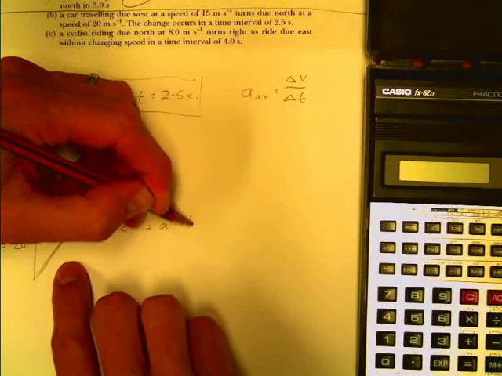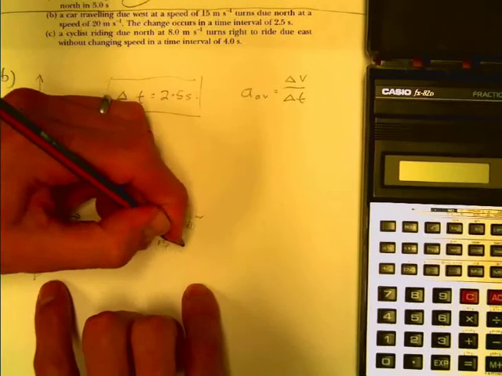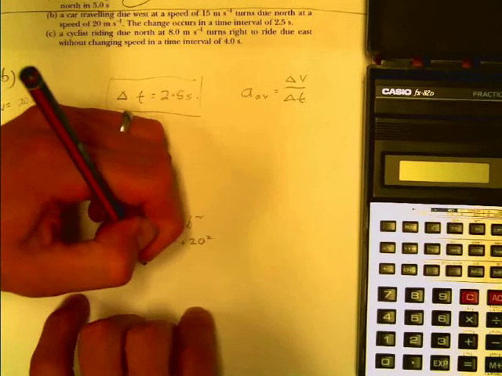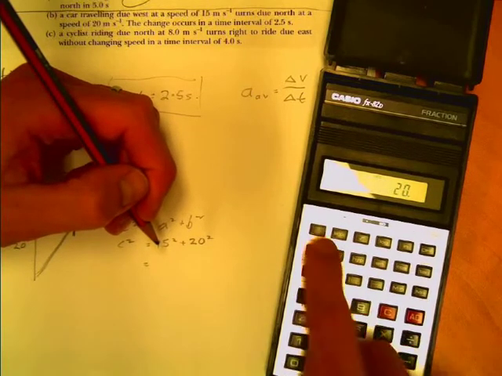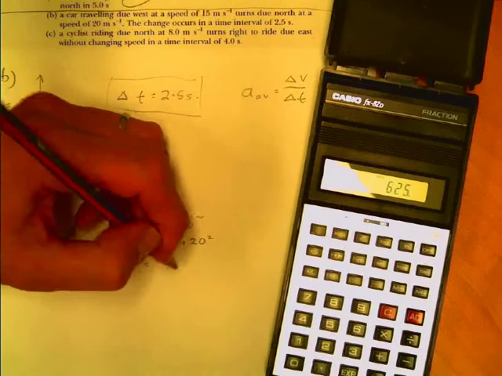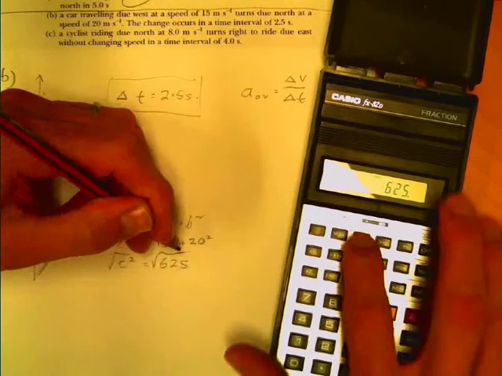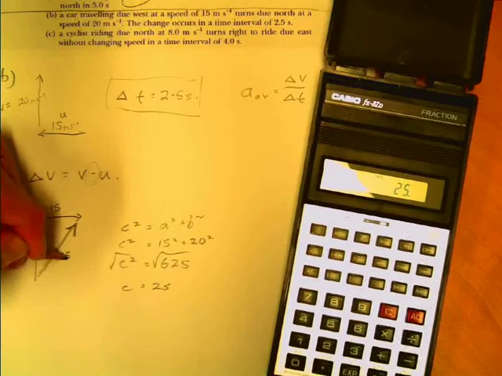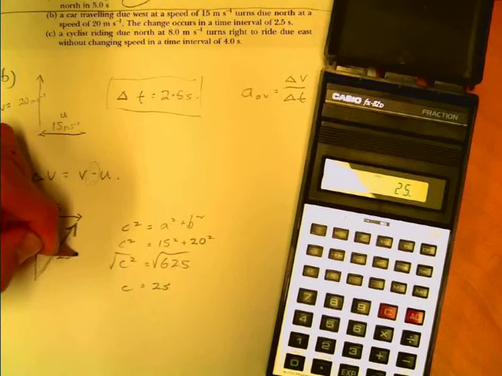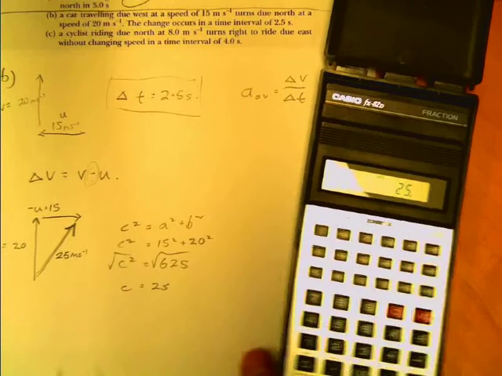C squared equals A squared plus B squared. C squared is equal to 15 squared plus 20 squared. 15 squared plus 20 squared equals 625. Square root both sides, C equals 25. So the magnitude of this vector is 25, and the units are metres per second. Cool, we've got a magnitude, now we need a direction.